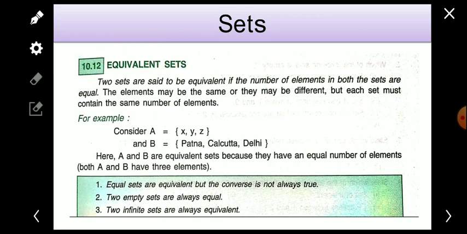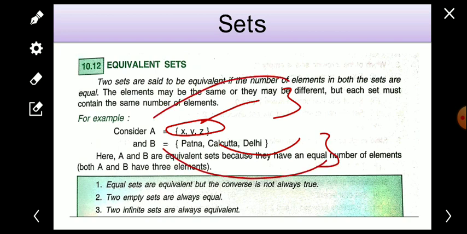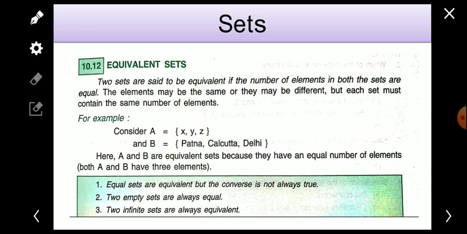So the example is set A and set B. Set A is equal to XYZ and set B is the set of Patna, Calcutta and Delhi. So here we can see that set A has 3 members and set B has 3 members. It means set A and set B both have an equal number of members. So set A and set B will be known as equivalent sets. Okay, so we have understood what equivalent sets are.